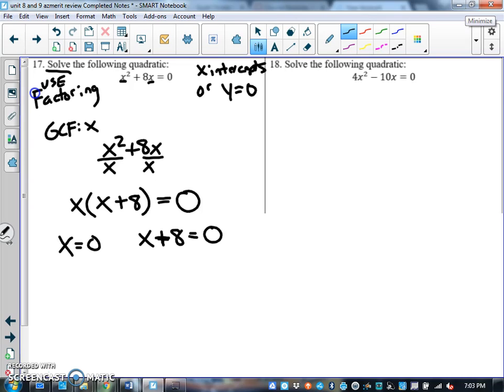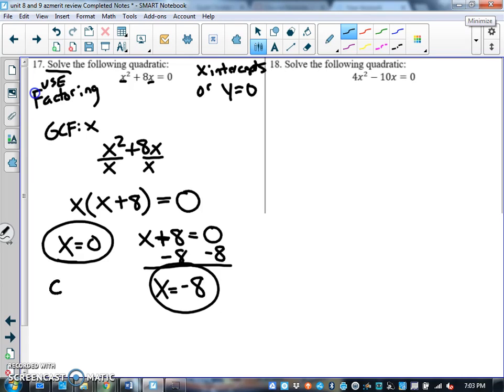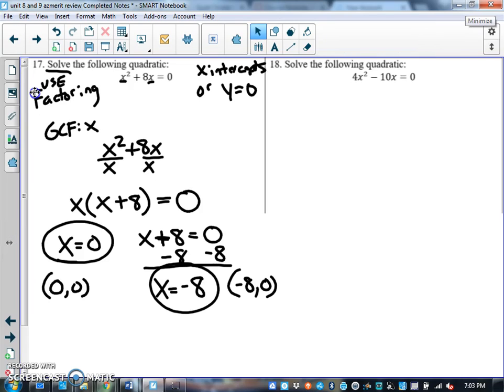To solve for x in the second factor, I'm going to subtract 8 from both sides, and I get x is equal to -8. So my two answers are x is equal to -8 or x is equal to 0, also given as the ordered pairs (0, 0) and (-8, 0). That's one way I could solve it. I could use the quadratic formula here. I could try to complete the square. There's a number of methods, but I think for this one, factoring is very simple because both terms have an x in them.